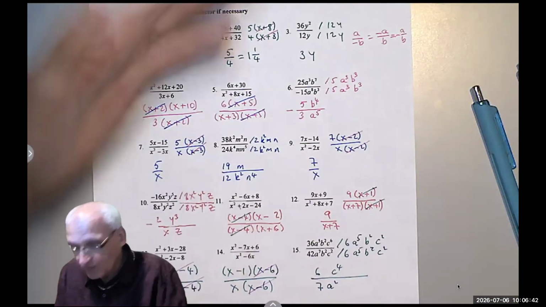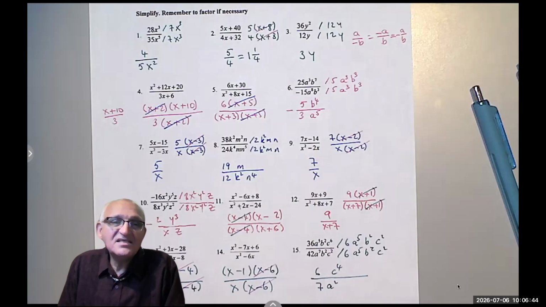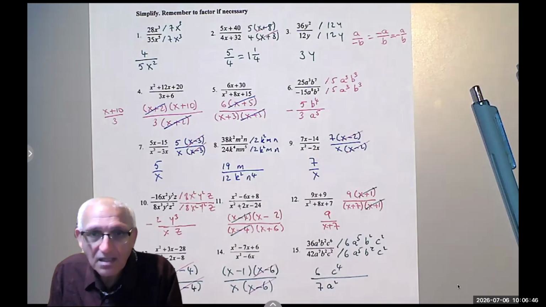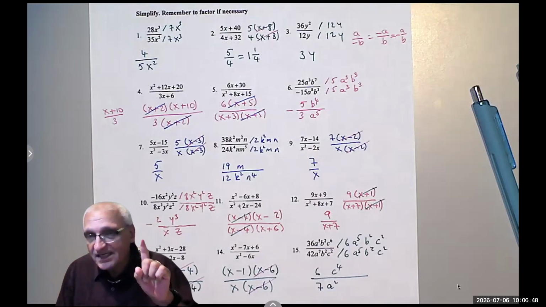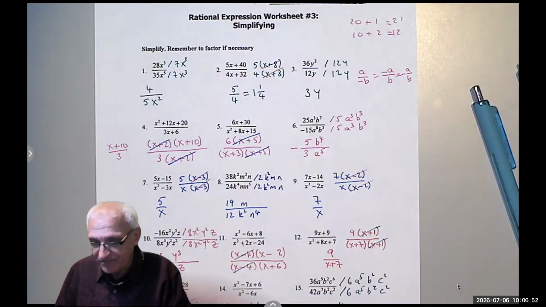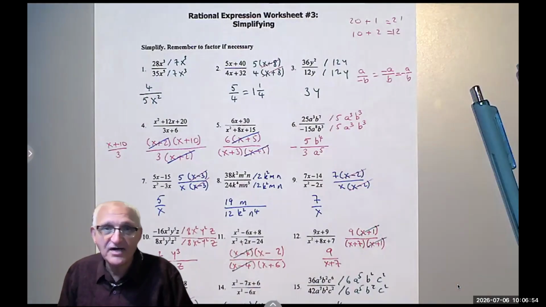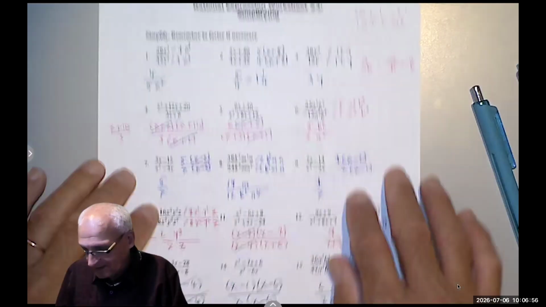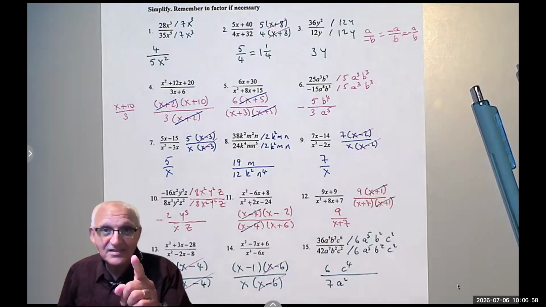I know we did all 15 of them, but they really don't take long if you know what you're doing. So be careful. If it's more than one term, you need to factor top and bottom. If it's just a monomial, just simplify it. Okay? Best of luck and see you soon.